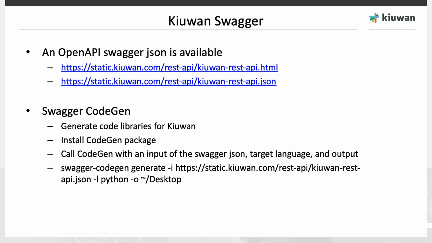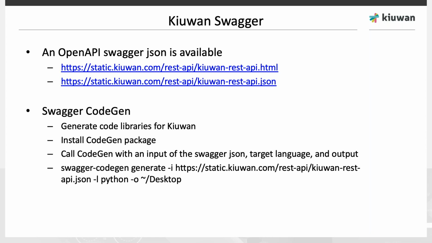So Kiuwan conforms to an OpenAPI Swagger model. So depending on how old you are, you might call it Swagger. As I said, you can go to our documentation site. You can search for REST API and you will be taken to our REST API pages, which includes a link to our REST API JSON, the Swagger JSON. You can download that Swagger JSON and then use the Swagger Codegen module to generate libraries for Kiuwan.